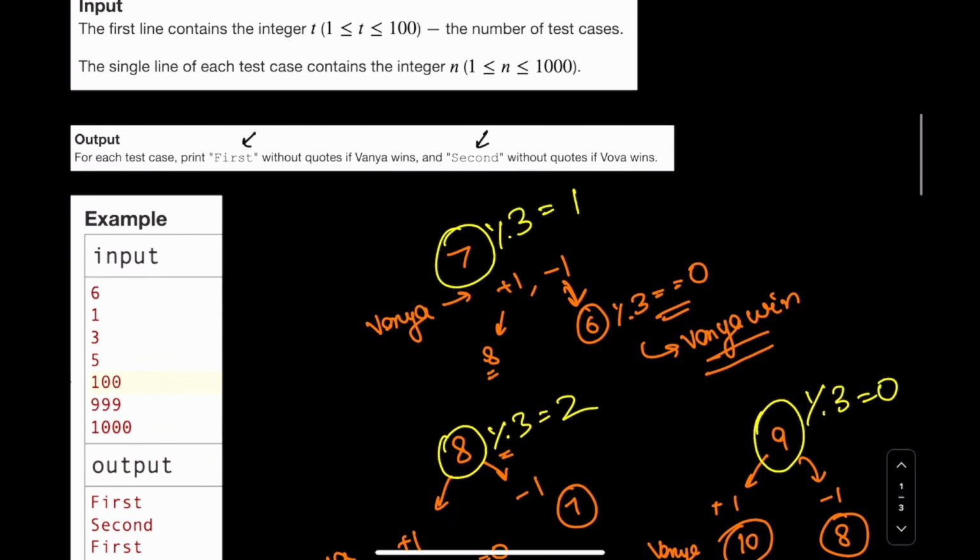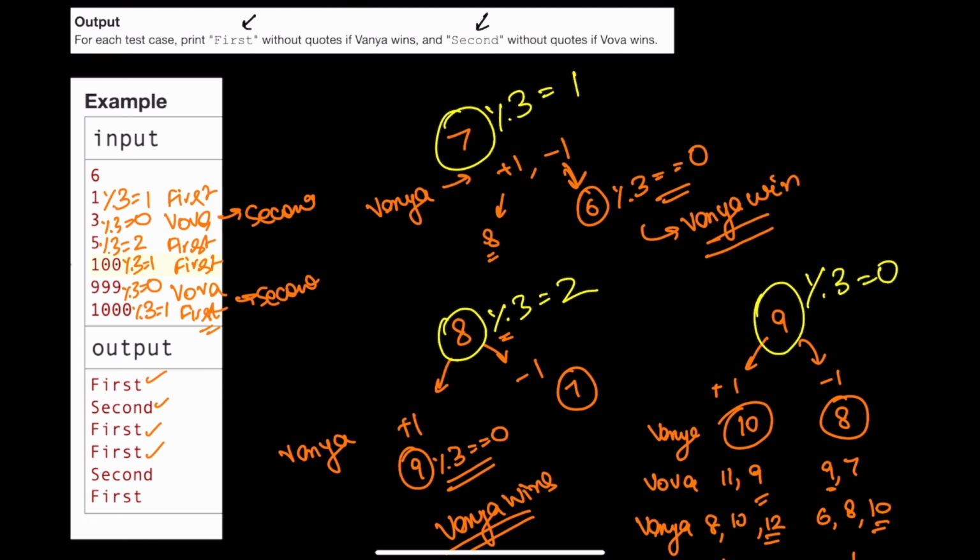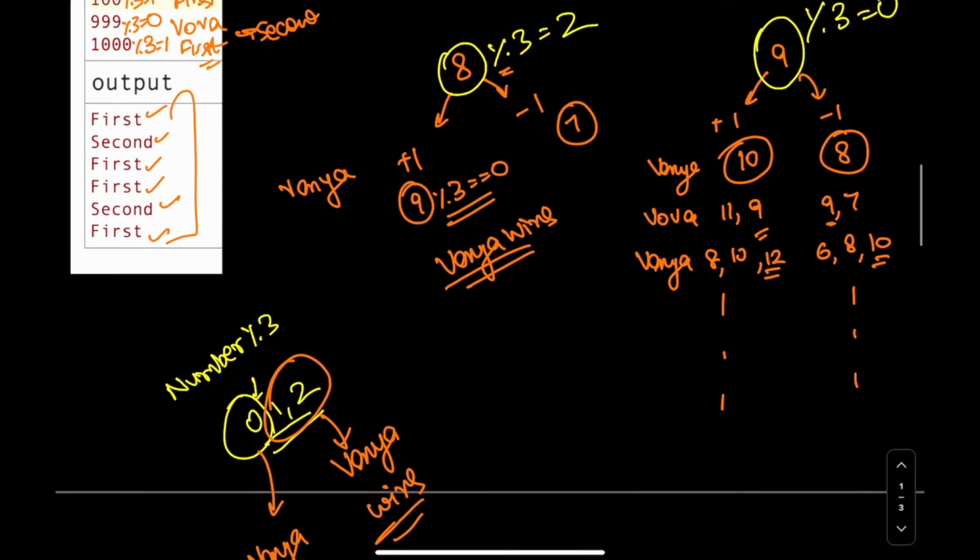Let's check with the samples. 1 %3 equals 1, so it will be First. 3 %3 is 0, so it is Vova. 5 %3 is 2, so it is First. 100 %3 is 1, again First. 999 %3 is 0, so that is Vova. And 1000 %3 is 1, so that is First. So this matches. So let's go on to code the same.